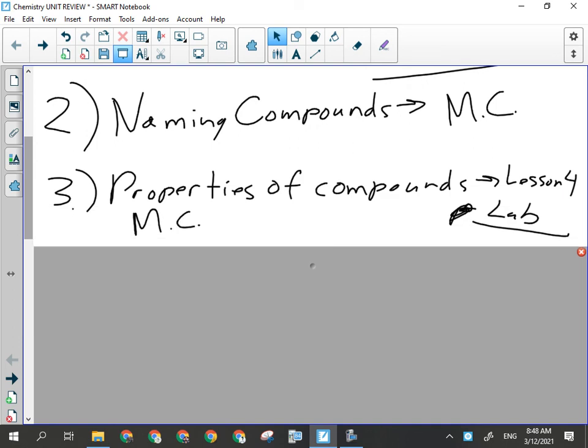Okay, and then we went over properties of compounds. Okay, we did a lab on that where we identified some unknown compounds based on their physical properties. There are going to be some multiple choice questions about that.